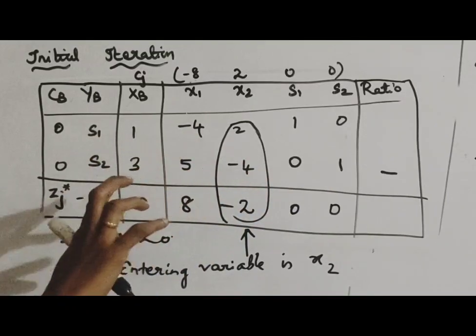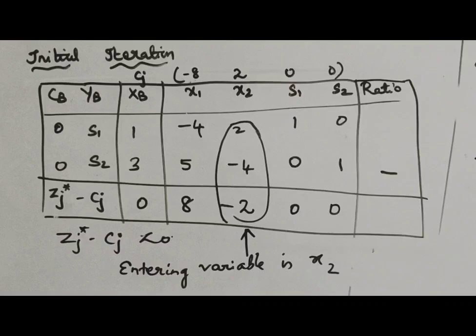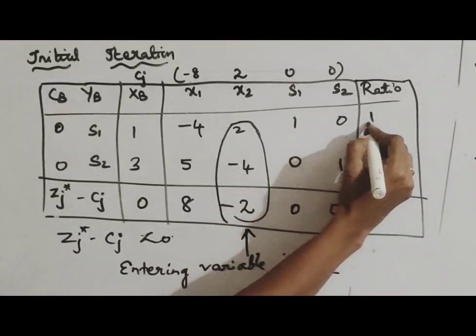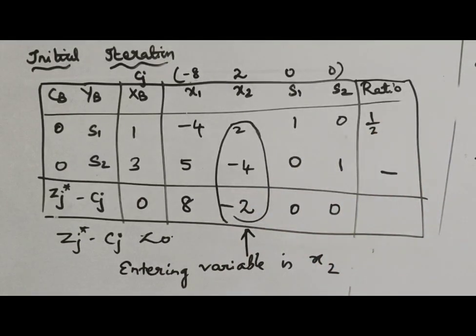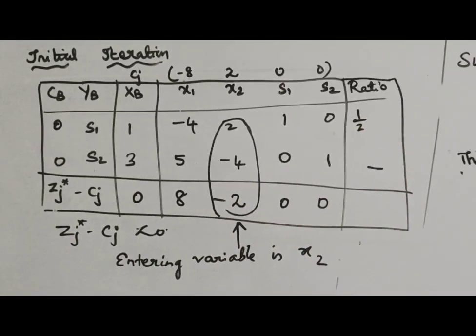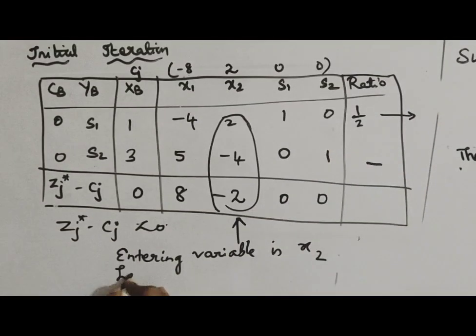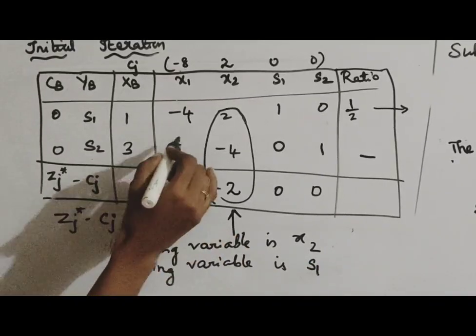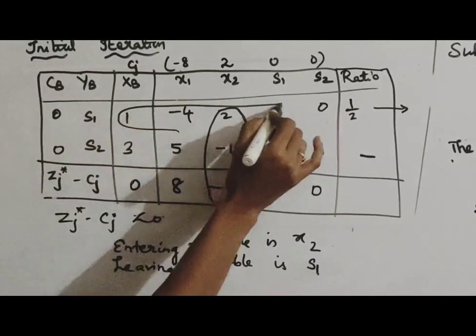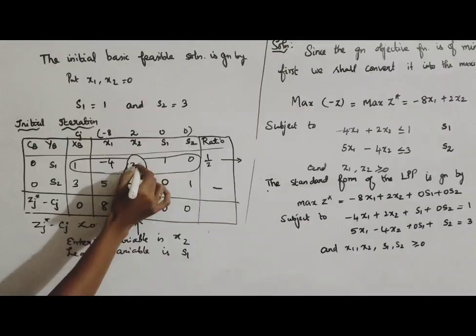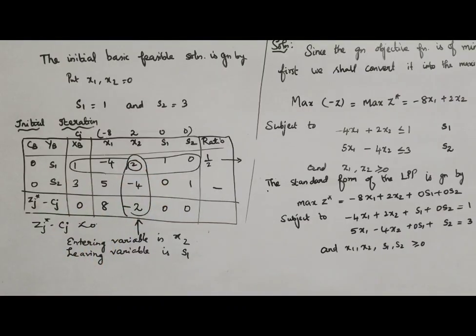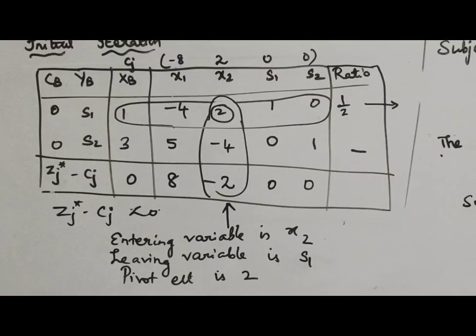That is how we find the xb value divided by the corresponding column element. What's the value? 1 by 2. That is 1 by 2, right? Now, this is the leaving variable. The leaving variable is S1. Therefore, you have to encircle this. Hence, 2 is the pivot element. And the pivot element is 2.